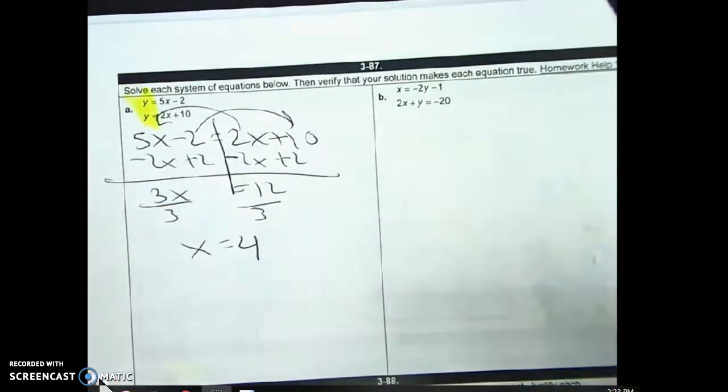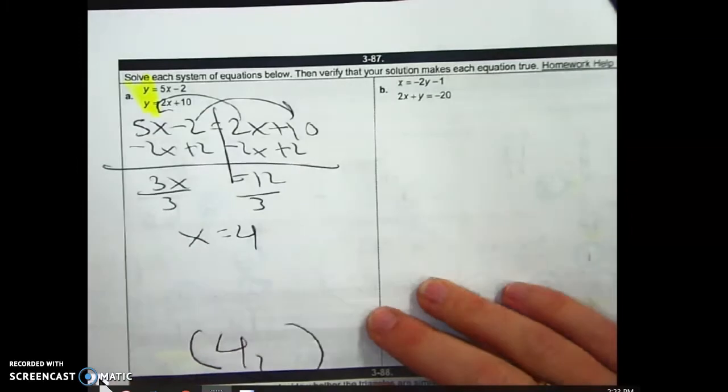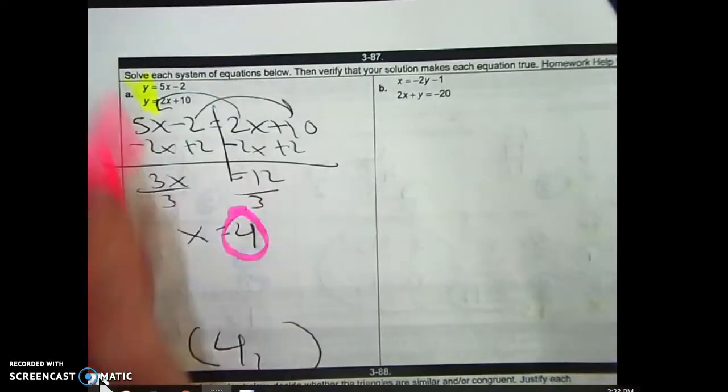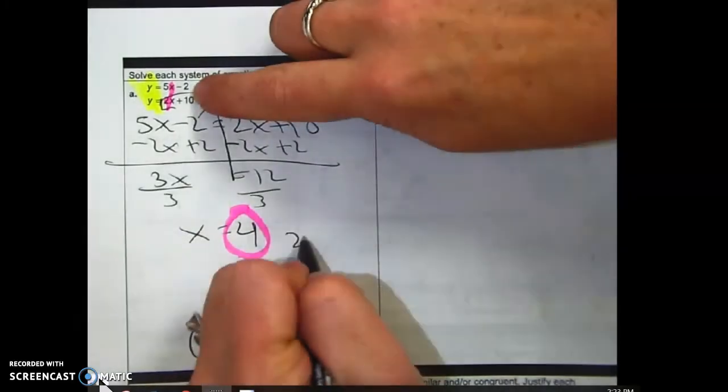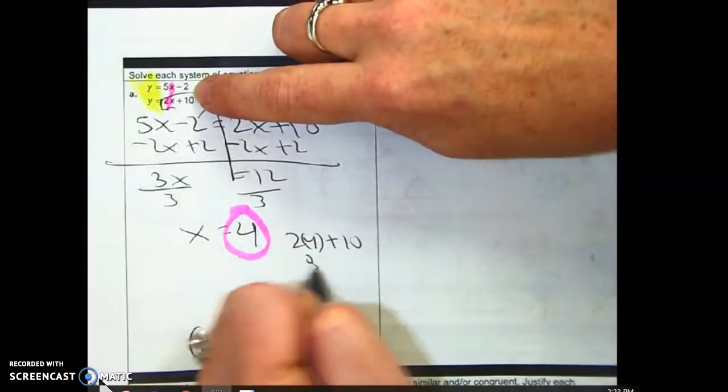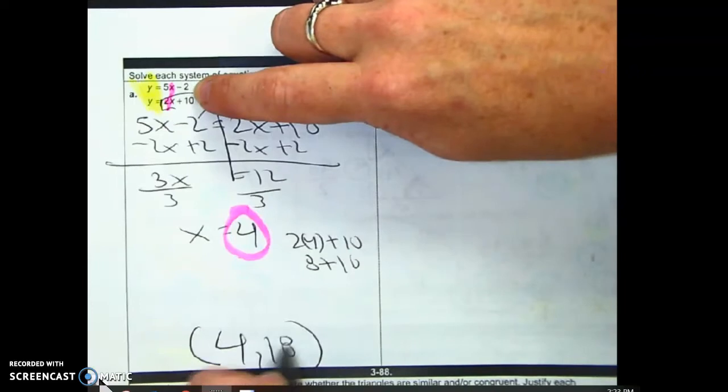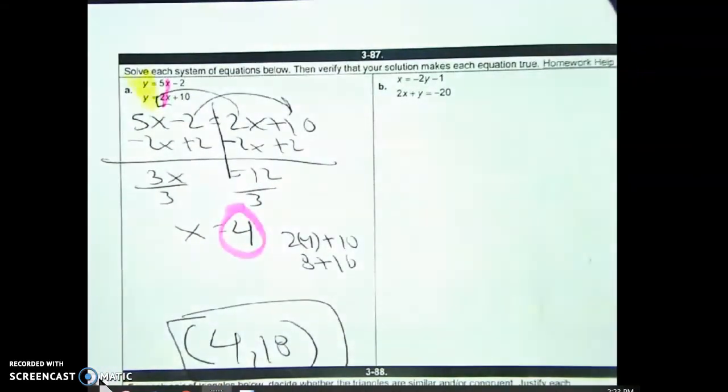The problem is the answer needs to be written as a point. So you're going to take this 4 and plug it in either to this one or this one. I'll pick the positive one. 2 times 4 plus 10, 8 plus 10, 18. Okay, that's it.